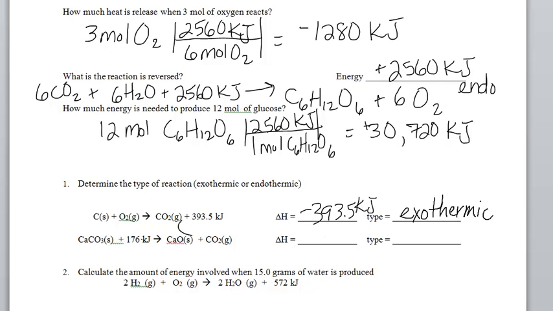Okay, let's look at this other one. So I have calcium carbonate, and it's going to decompose. Well, most decompositions need some energy. So how much does it need? It needs a positive 176 kilojoules. That means this one was endothermic. The sign matters. You really, really have to pay attention to it.